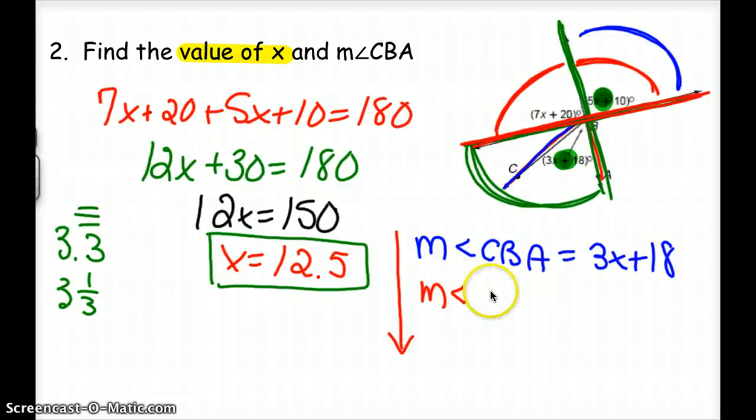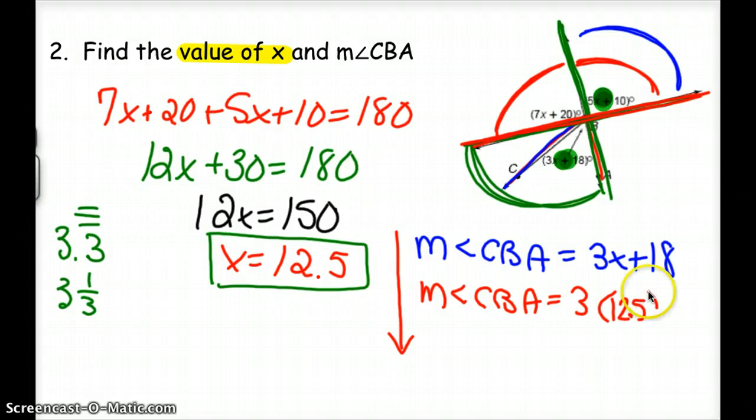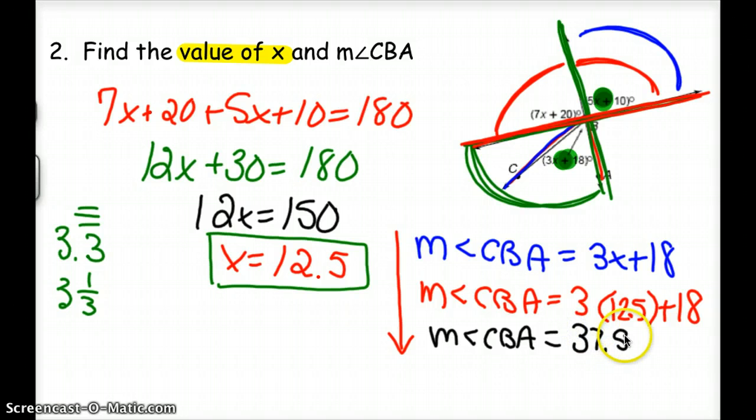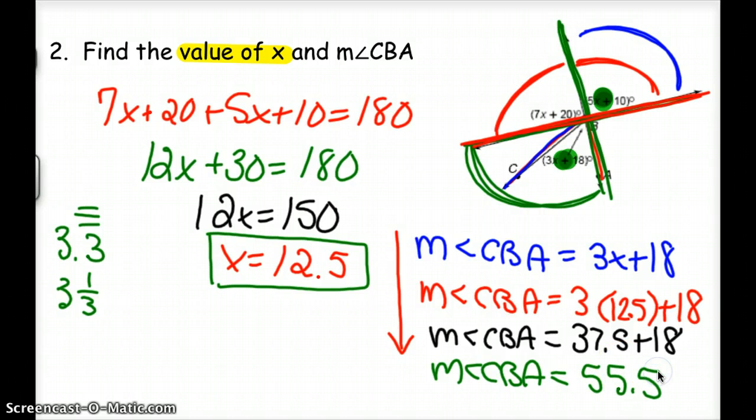You need to write the measure of angle CBA equals, you're going to take 3 times 12 and a half, and then plus 18. So now go ahead and multiply 12 and a half times 3. The measure of angle CBA equals, I'm getting 37.5 plus 18. Add those together. The measure of angle CBA equals 55.5. And box that answer in.